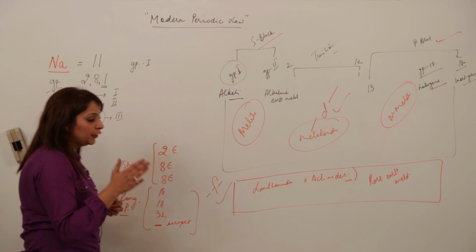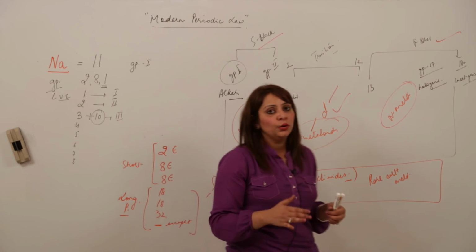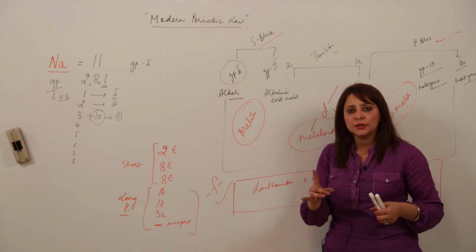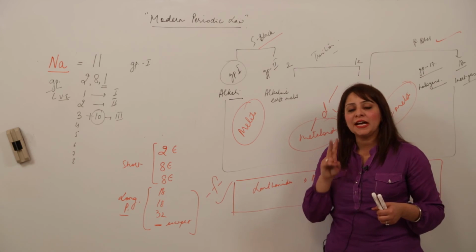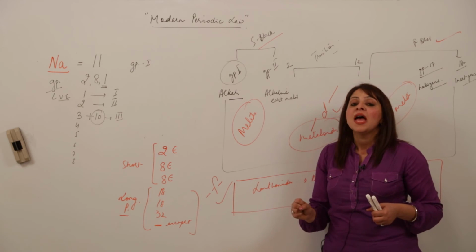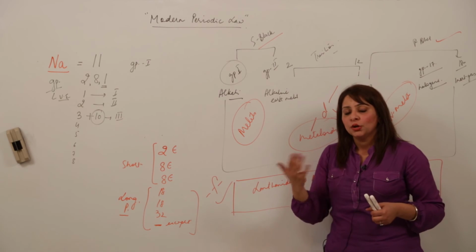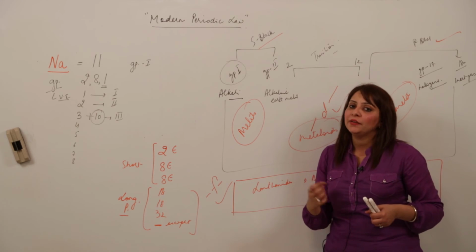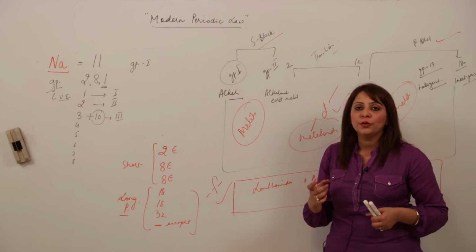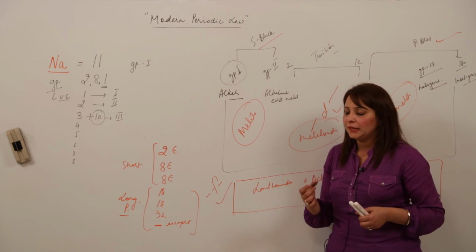So just for your level, you need to know that if an element has 1 valence electron, it belongs to group 1. If it has 2 electrons, it belongs to group 2. And if it has valence electrons more than 2, that is 3 onward, you have to just add 10 and write the group number. This is how you are going to tell the group number of the element.